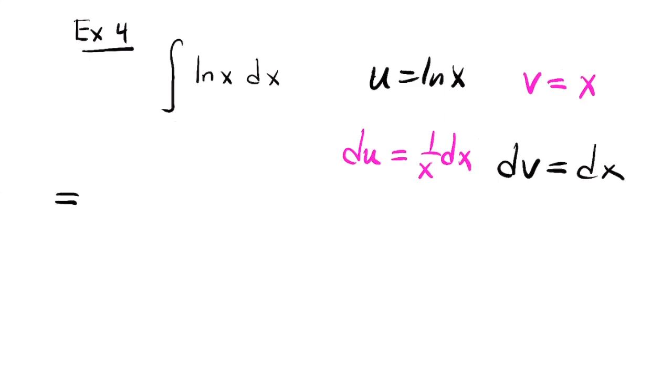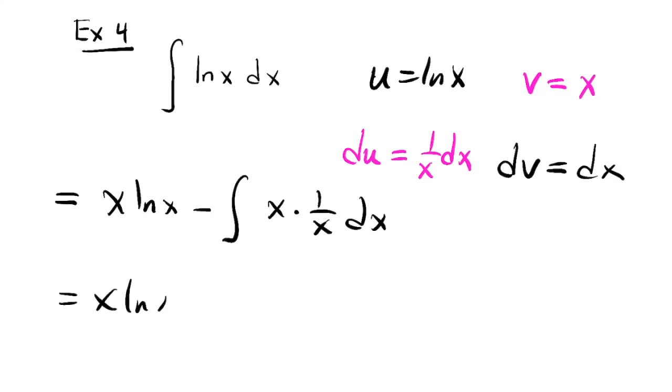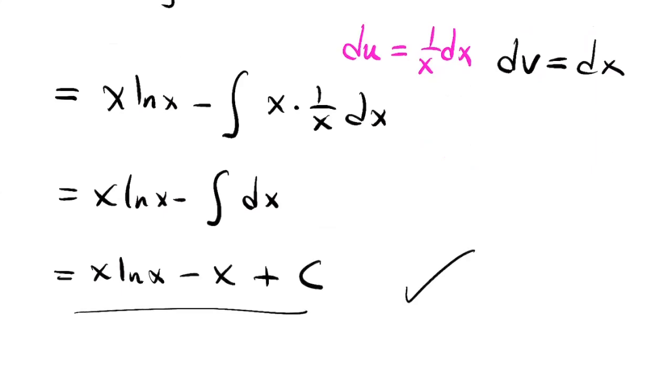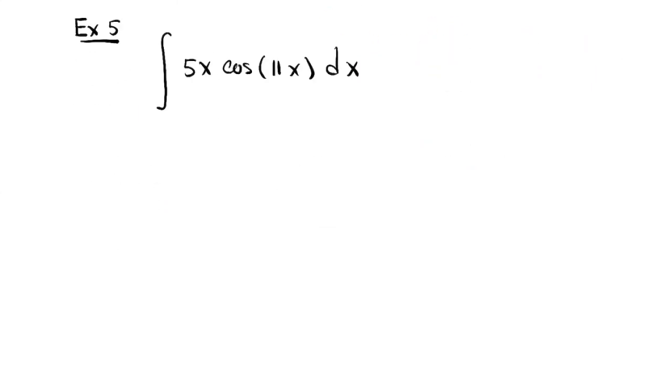Okay, so what's u times v? Well, it's x log x. I'm going to write it in that order. Minus the integral of x times 1 over x dx, but that's nice. I love this. x times 1 over x is just 1, so that's an antiderivative I can do. The antiderivative of 1 is x. We're done anti-differentiating. Nice. Okay, slow down, think about it. I'm moving on.